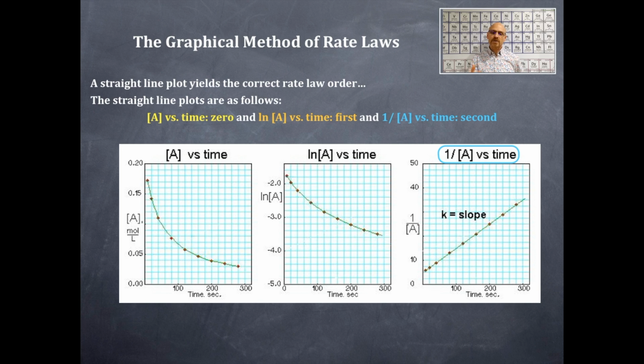Okay? The other thing that you have noticed on each of these is I've included the k for the slope, and it is either the k is equal to the slope or the negative of the k is equal to the slope, and then that tells you what the rate constant is from the graphical data as well.